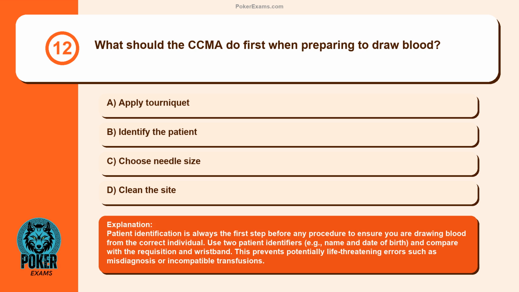Patient identification is always the first step before any procedure to ensure you are drawing blood from the correct individual. Use 2 patient identifiers, e.g., name and date of birth, and compare with the requisition and wristband. This prevents potentially life-threatening errors such as misdiagnosis or incompatible transfusions.